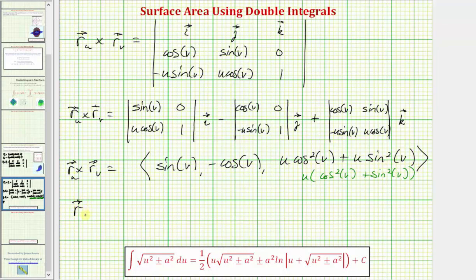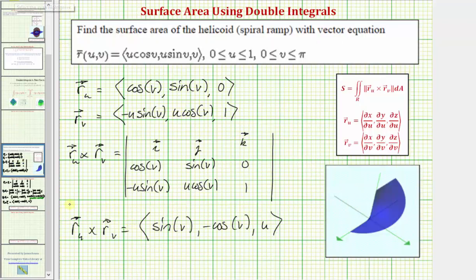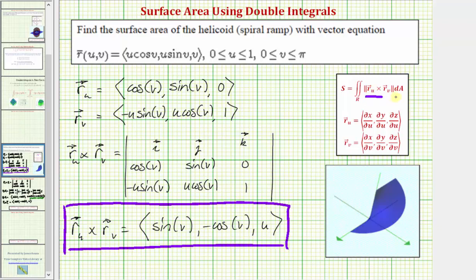So the partial of r with respect to u crossed with the partial of r with respect to v is equal to the vector-valued function with the x component of sine v, y component of negative cosine v, and the z component of just u. So going back to our first slide, now that we have the cross product, we need to find the magnitude of this cross product. And let's do this on the next slide.